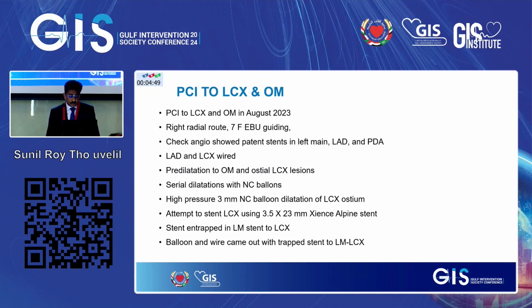We attempted to stent using a Science Alpine 3.5 by 23 mm stent. It was difficult to push the stent, so we thought of retrieving it, but the stent got entrapped in the left main stent to the LCX. When we tried to retrieve it, there was some crimping, and so the balloon and the wire also came out.